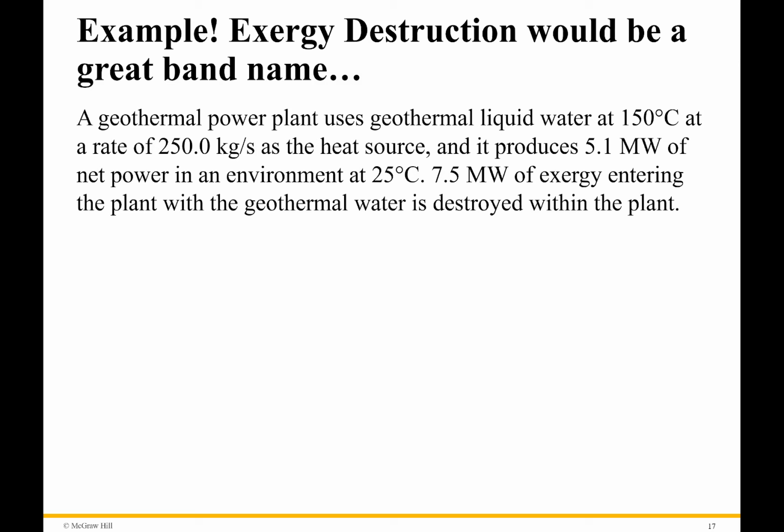Okay, let's do another example. And as a note, there's a term called Exergy Destruction, which we're going to run into quite a bit.